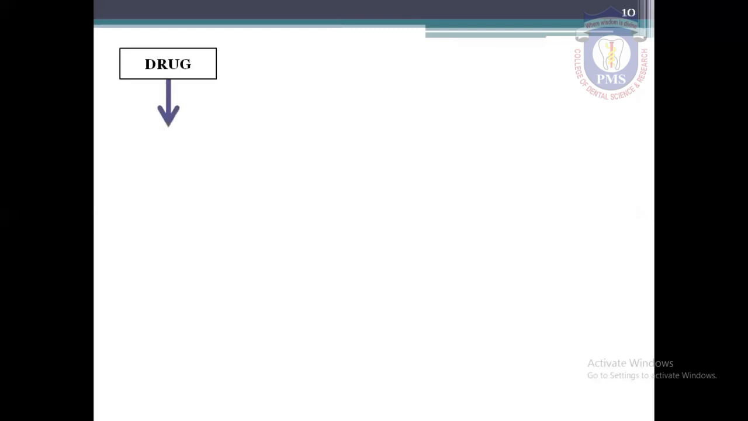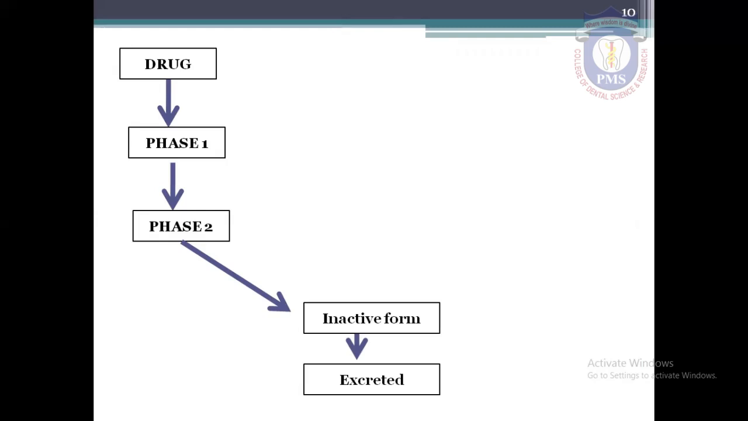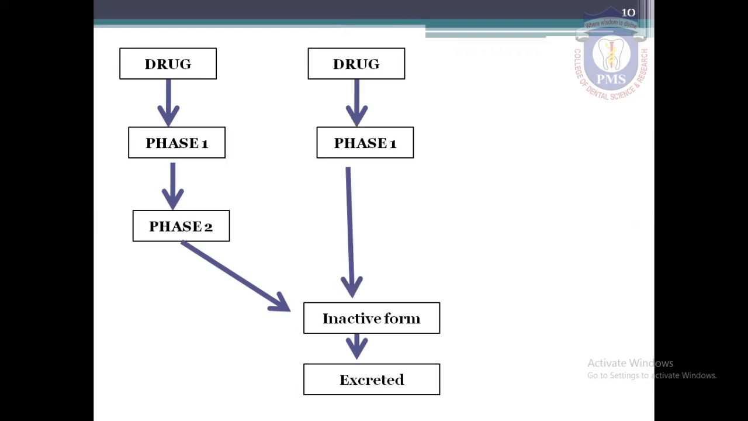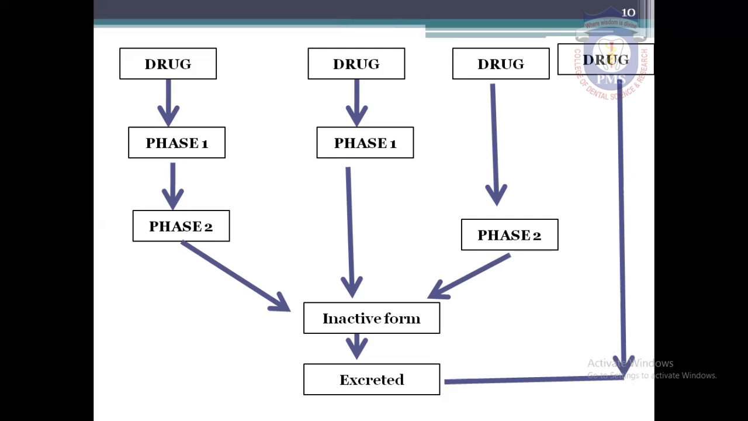A drug can undergo phase 1 reactions followed by phase 2 reactions and be converted into an inactive, water-soluble compound that can be easily excreted through urine. Some drugs undergo phase 1 reactions only, and they are converted to an inactive and water-soluble form, and these are easily excreted. Some drugs undergo only phase 2 reactions and are converted into an inactive form, and it is eliminated from our body. Some drugs are eliminated as such. They undergo some molecular rearrangement.